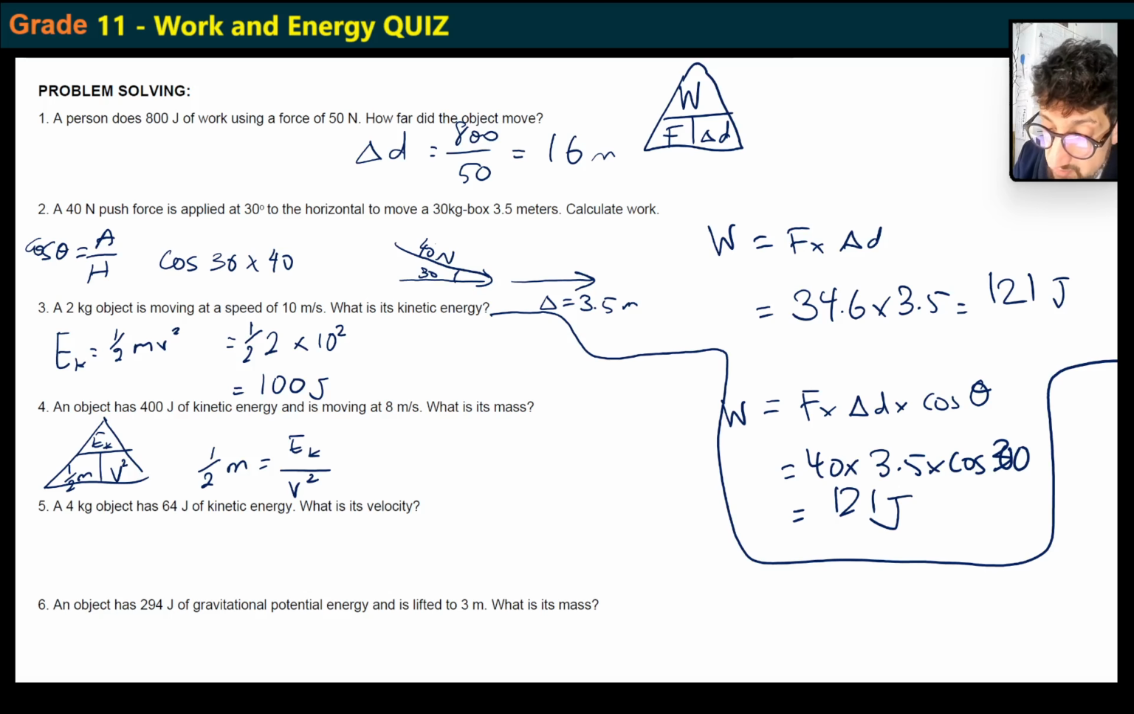Right, so half of m is equal to the kinetic energy over the velocity squared. So it's going to be 400 divided by 8 squared.